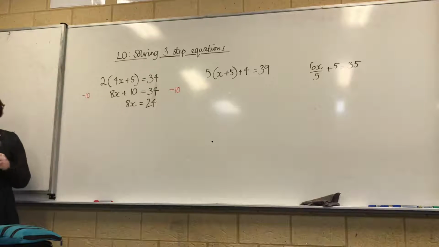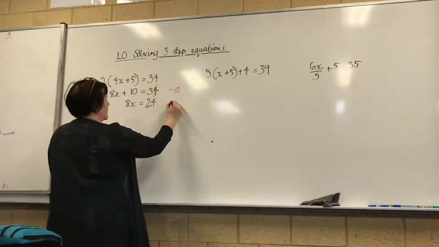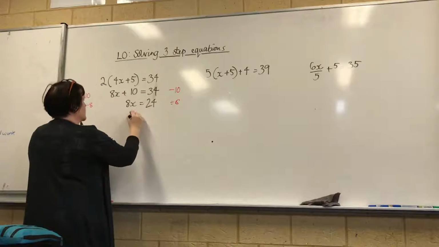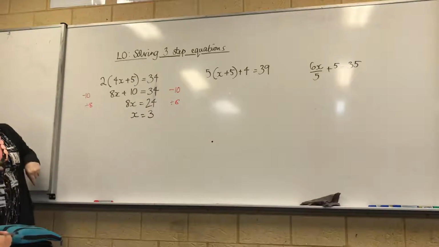And then we've got 8 times x is 24, which is a 1-step equation. Divide by 8. X equals 3. That's right. So it's just literally one more step.